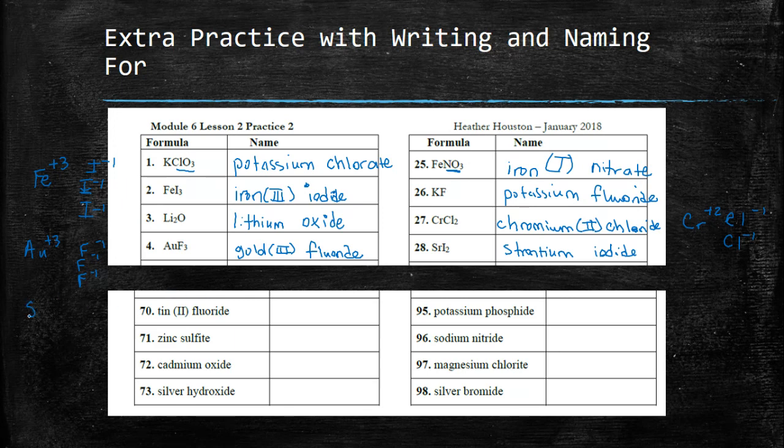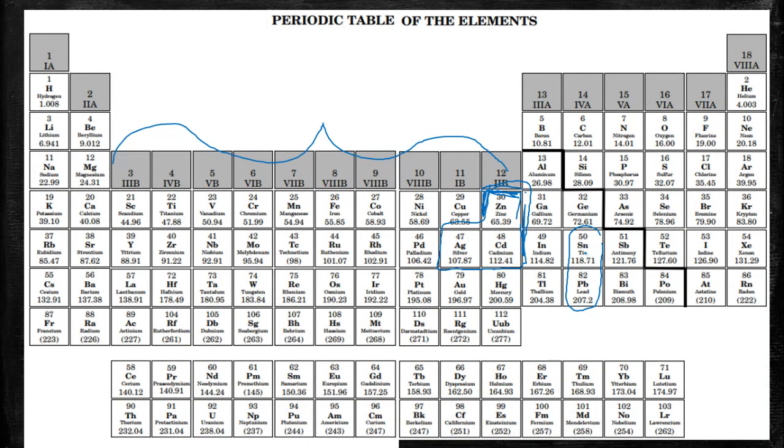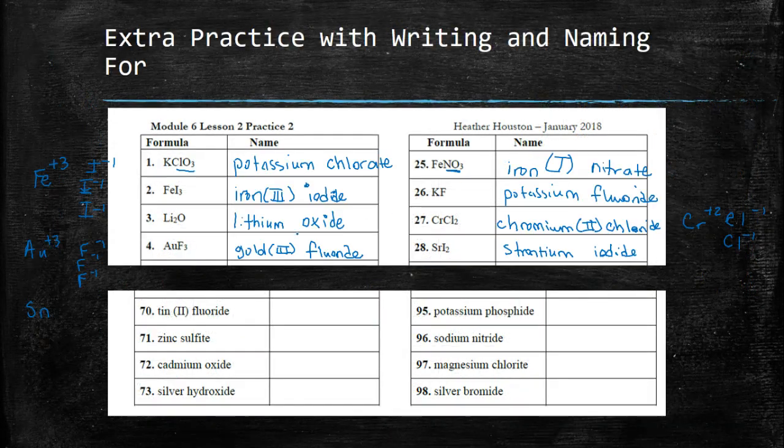Tin-2. Now, this is one of our new exceptions. And if you're looking at the reference table, you're going to say, but Miss Houston, tin is in group 4. Doesn't it have 4? Not always. That's why tin needs a Roman numeral. It's a +2, and it's going with fluorine, which is a -1. It'll take 2 fluorines to cancel that out. So it's SnF2.